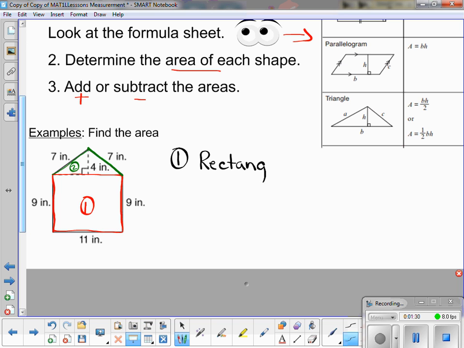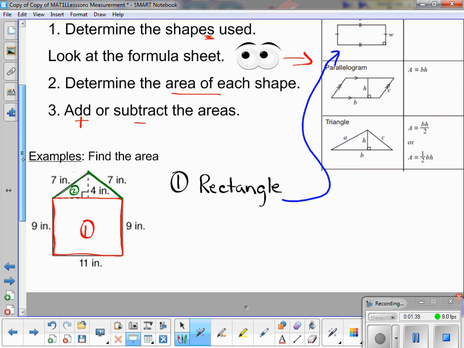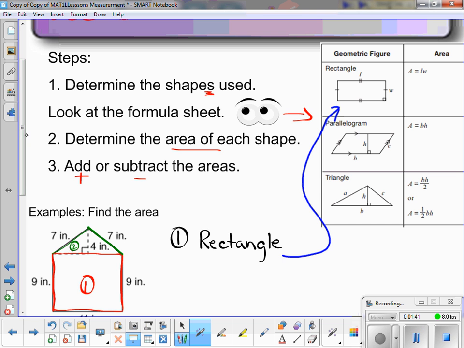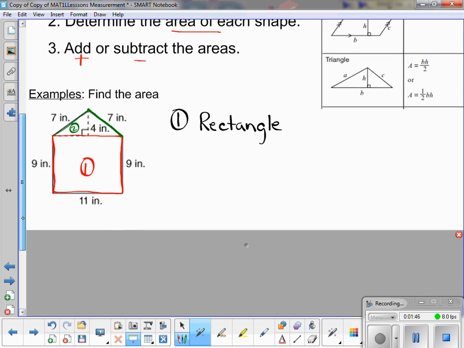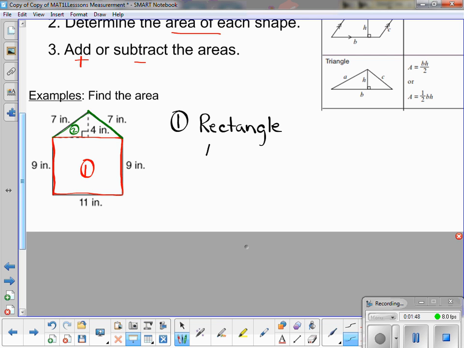Now I'm just going to write that down because then I'm going to go and look at my formula sheet and see what it says about a rectangle. It says it is length times width. So I'm going to write down my formula: area equals length times width. And if you look at my picture, I have length and I have width. So I have 11 times 9, which is 99 inches.